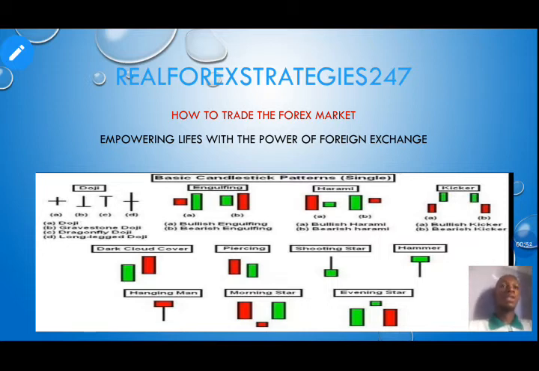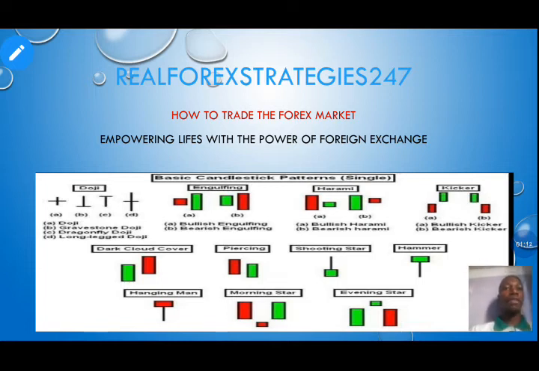So today's topic will be dealing with candlesticks. So candlesticks. Okay, just setting my camera very well, making sure that it's showing me well. Okay, so hello everybody.